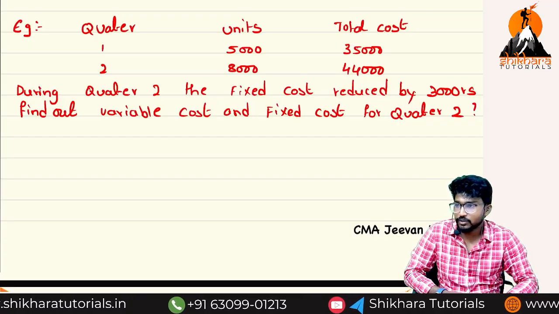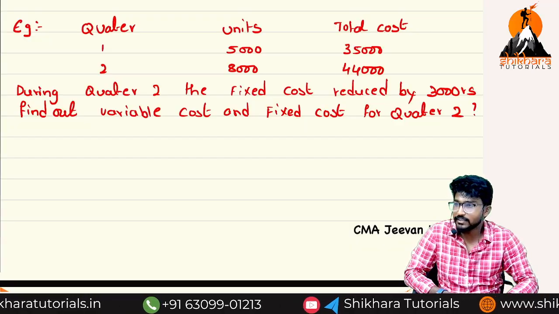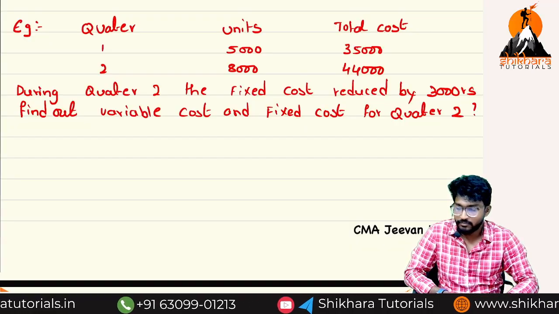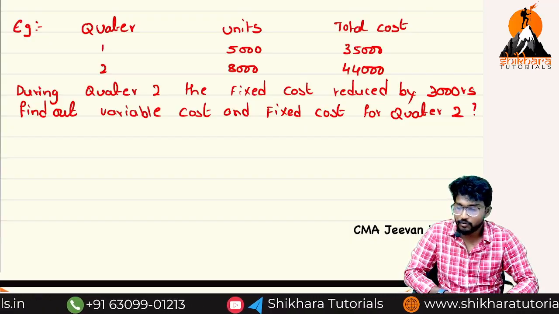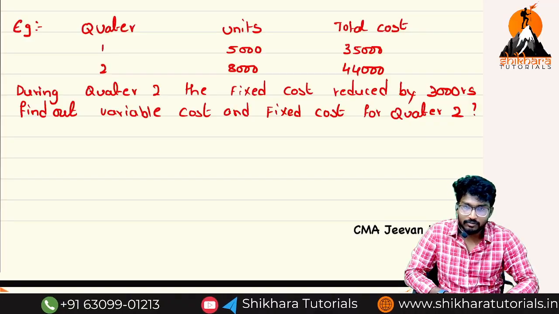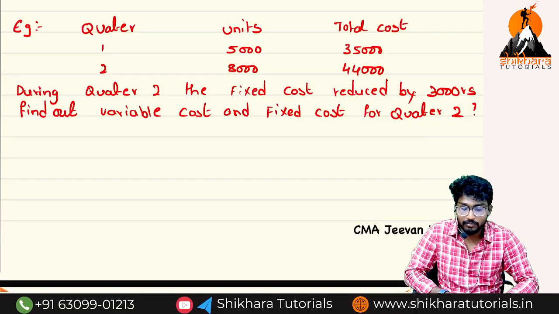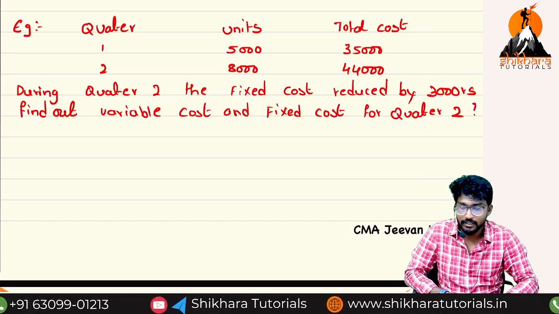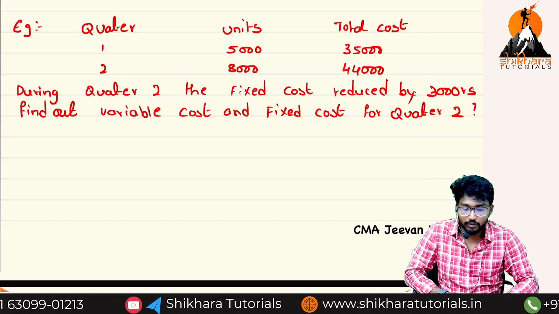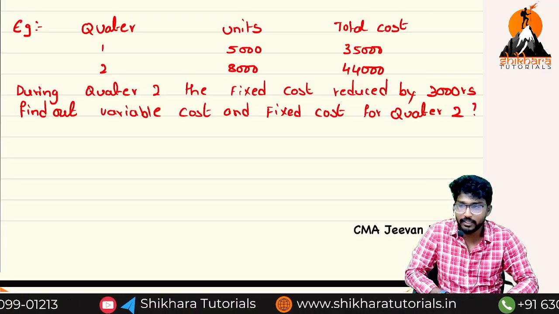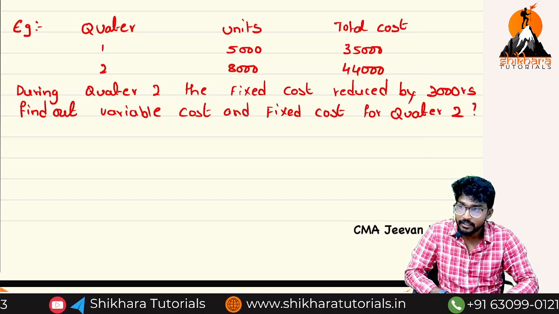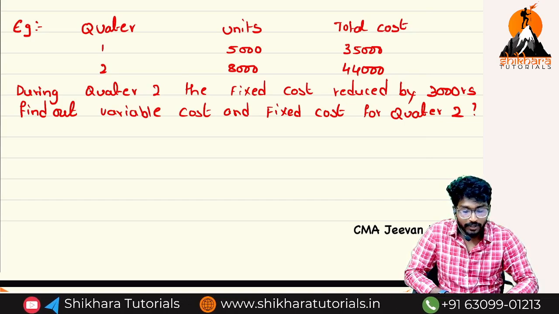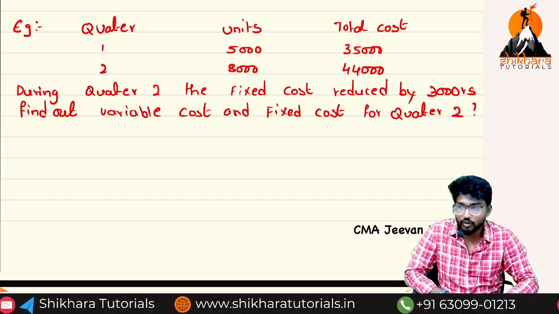What is given in the question? For quarter 1, what is the number of units? 5,000. What is the total cost? 35,000. For quarter 2, 8,000 units. What is the total cost? 44,000. But in the additional information, they gave that during quarter 2, the fixed cost is reduced by 3,000. Find out the variable cost and fixed cost for quarter 2.